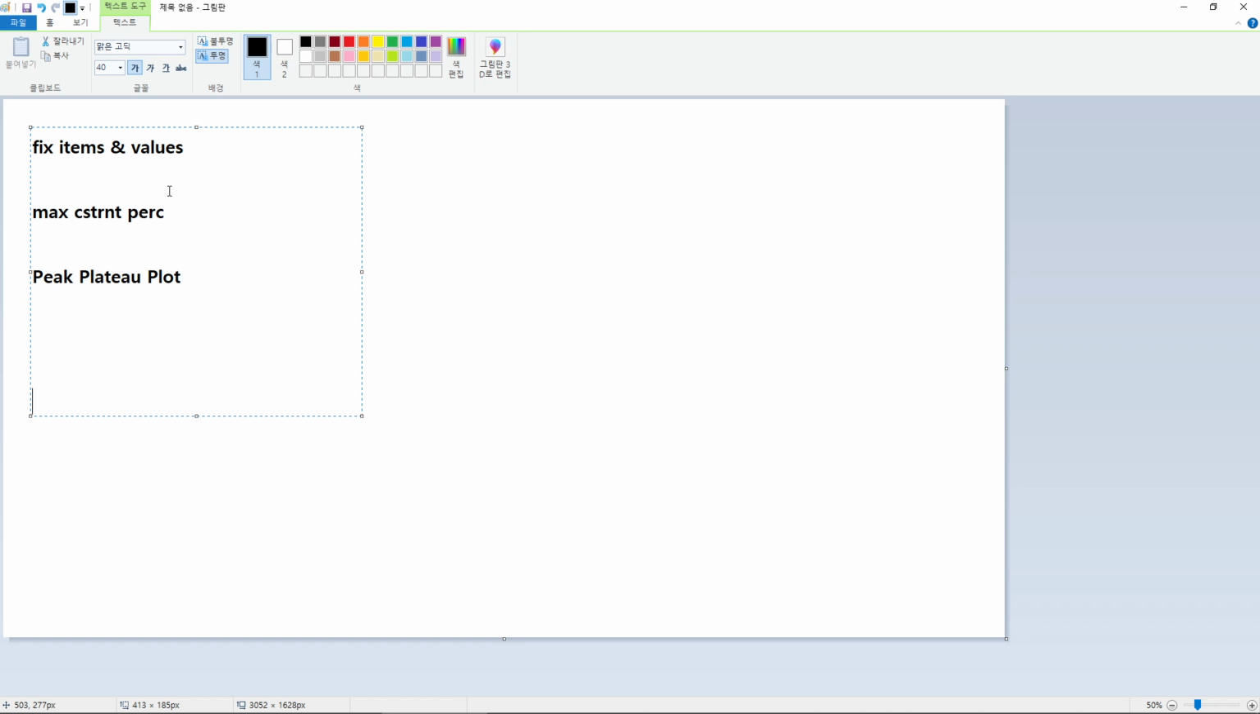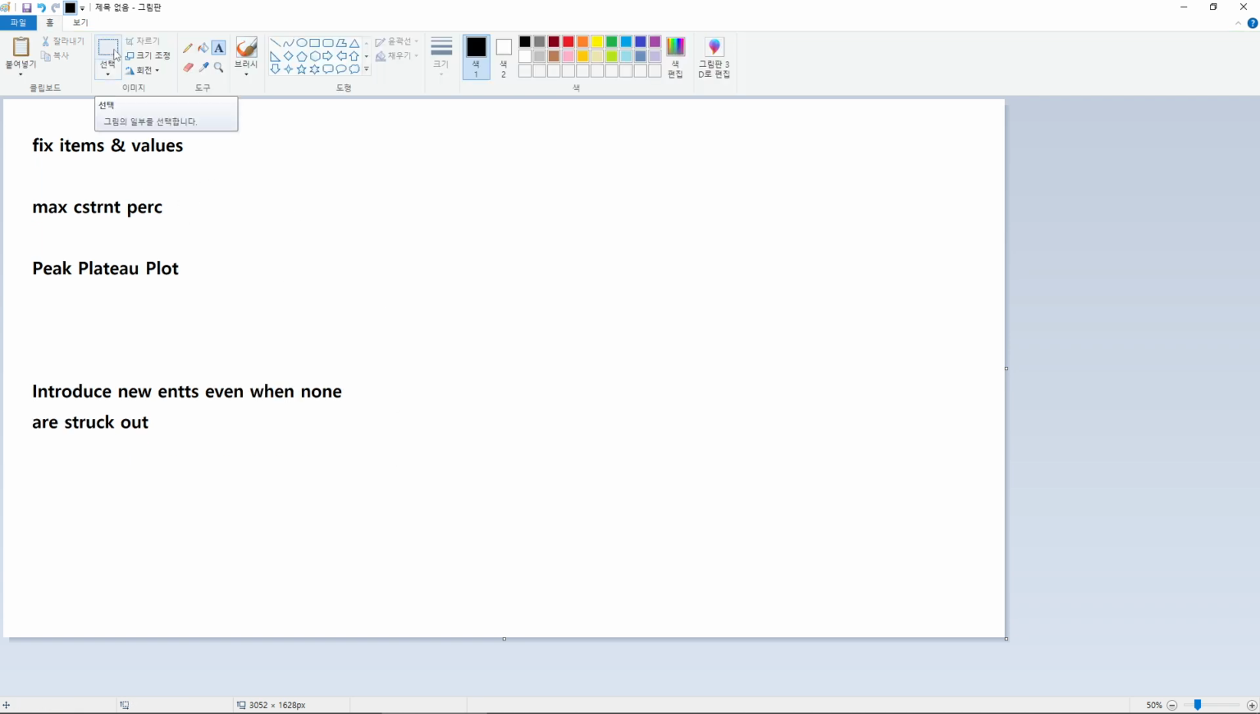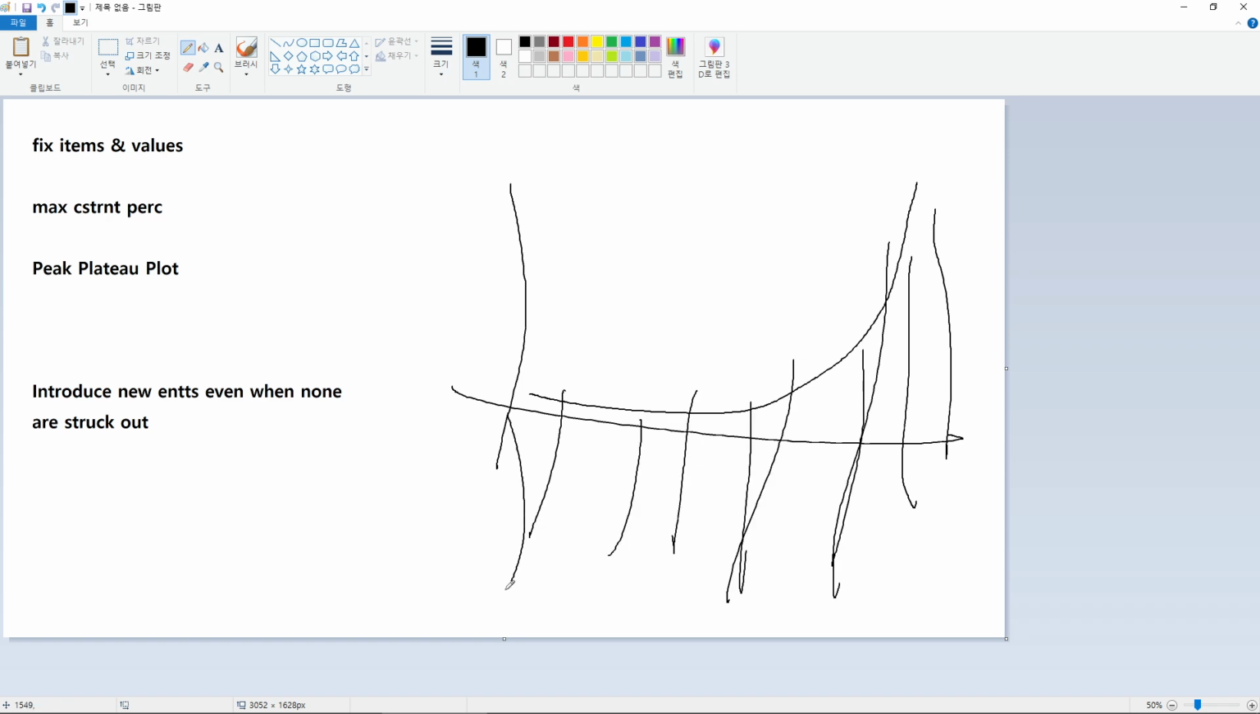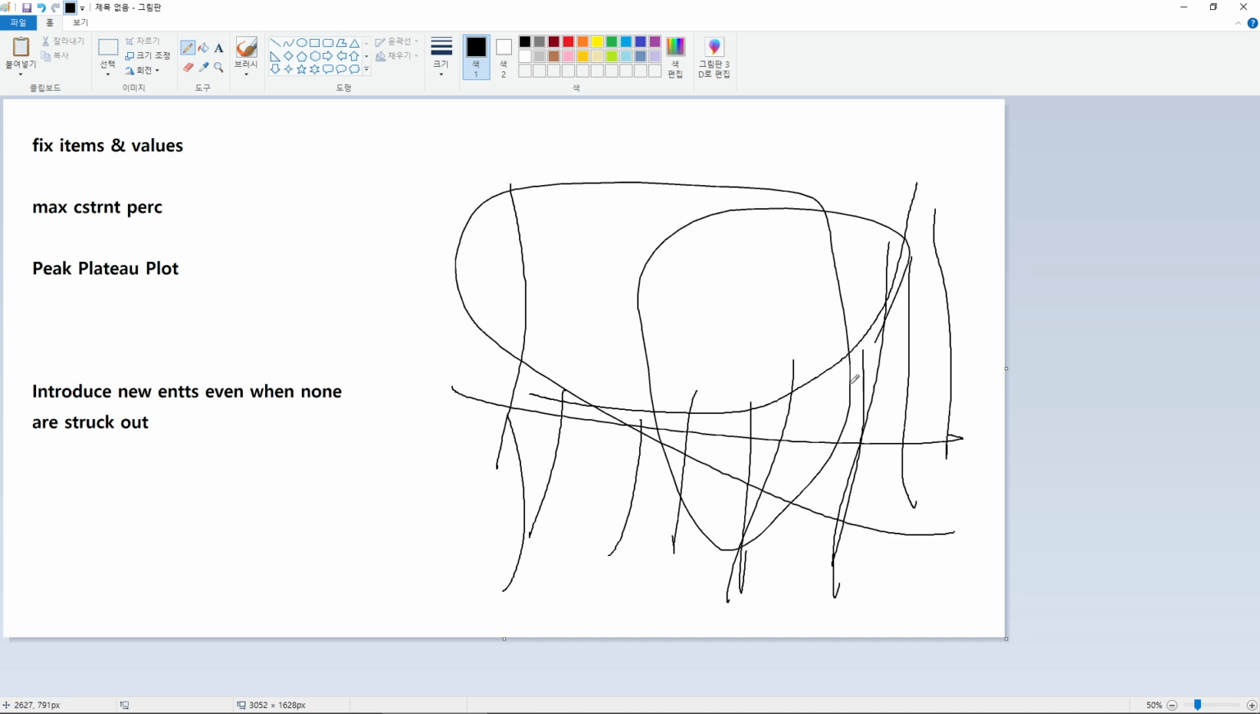And when I'm done with this series, the series after that, I would have to introduce new entities, even when none are struck out. Yeah, I think that's it. I think this is the gist of it. Okay. Oh yeah, and also test things when the distribution is left skewed. I need to add this too. But I'm kind of certain that this will also behave the same.